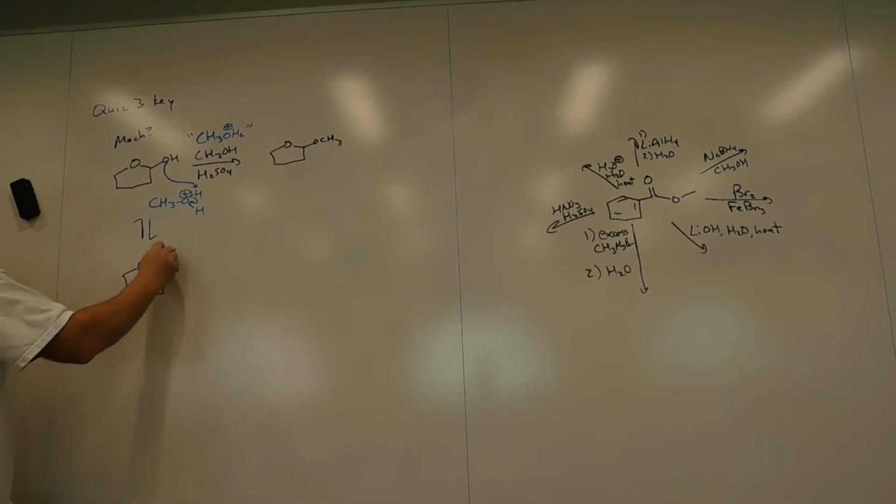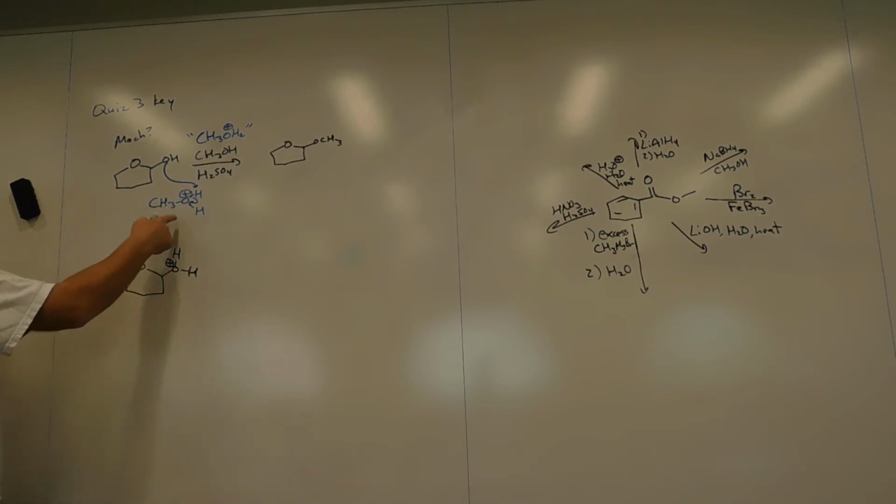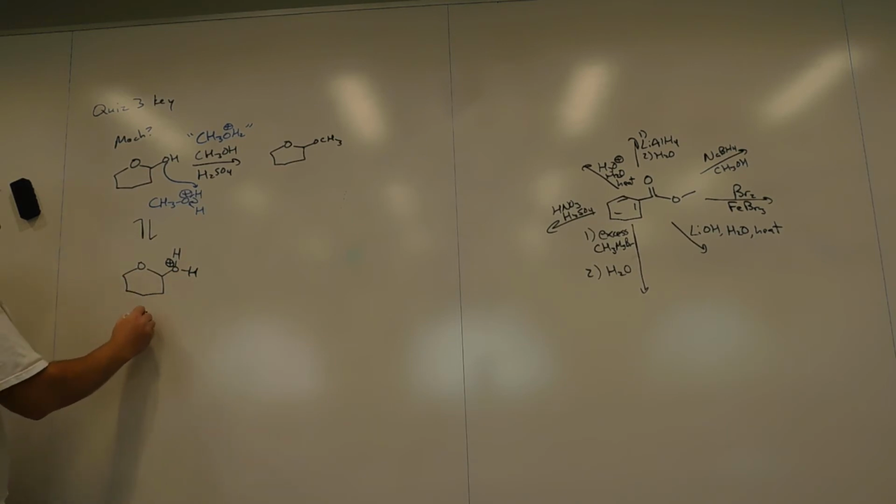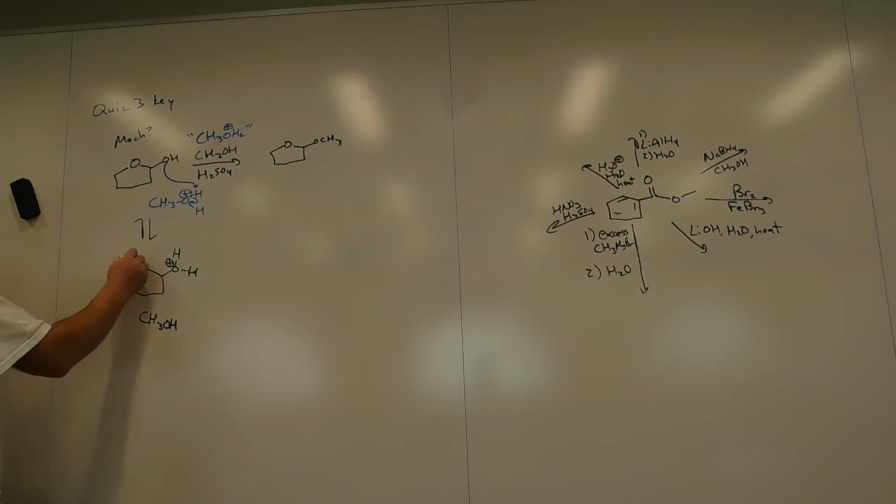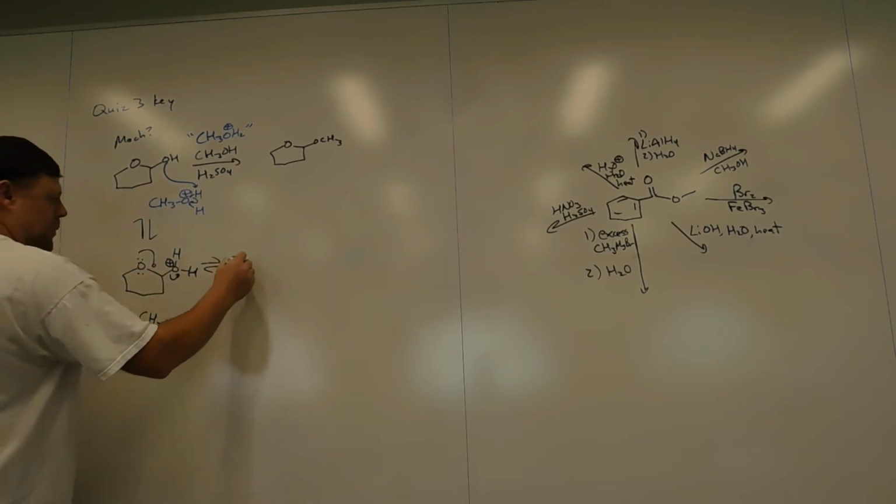And this is about a 50-50 equilibrium, right? I mean, it's obviously not going to be exactly 50-50, but it's pretty close. Protonated alcohol. And we also get methanol. Okay, now the ring oxygen can kick water out.